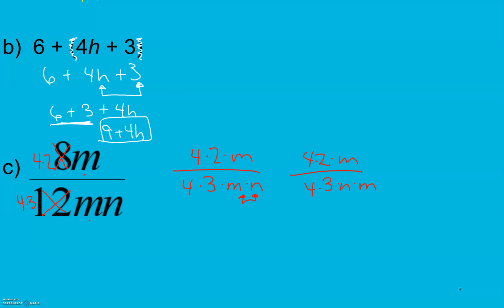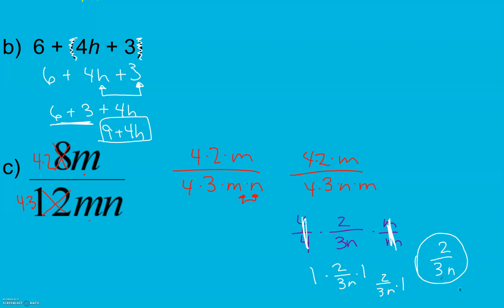And now I'm going to change my grouping yet again. I'm going to take my 4's as their own group, my 2 over 3n as a group, and my m over m as a group. And that works as long as all I'm doing is multiplying. 4 divided by 4 is 1. And m divided by m is 1. So 1 times 2 over 3n is just 2 over 3n. And then times that last 1 still just gives me 2 over 3n because anything times 1 is just itself. And I'm going to stop here and continue in another video.